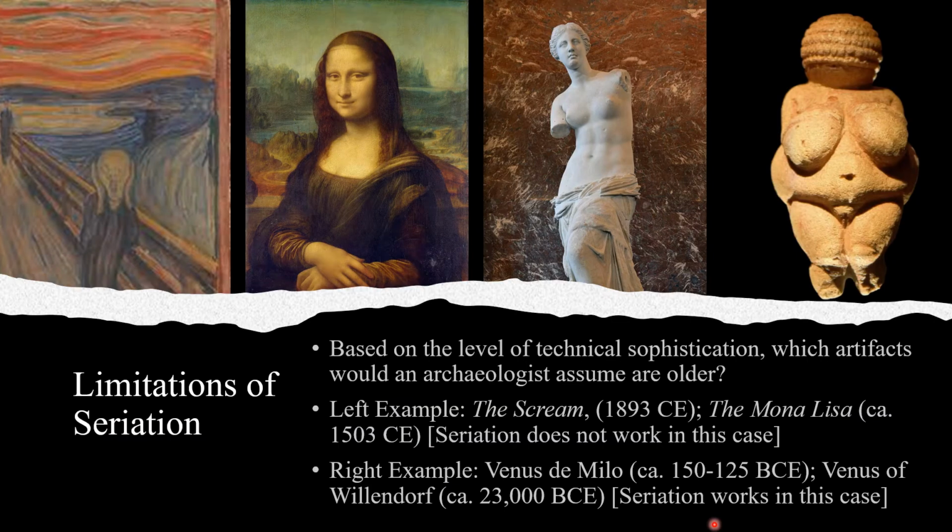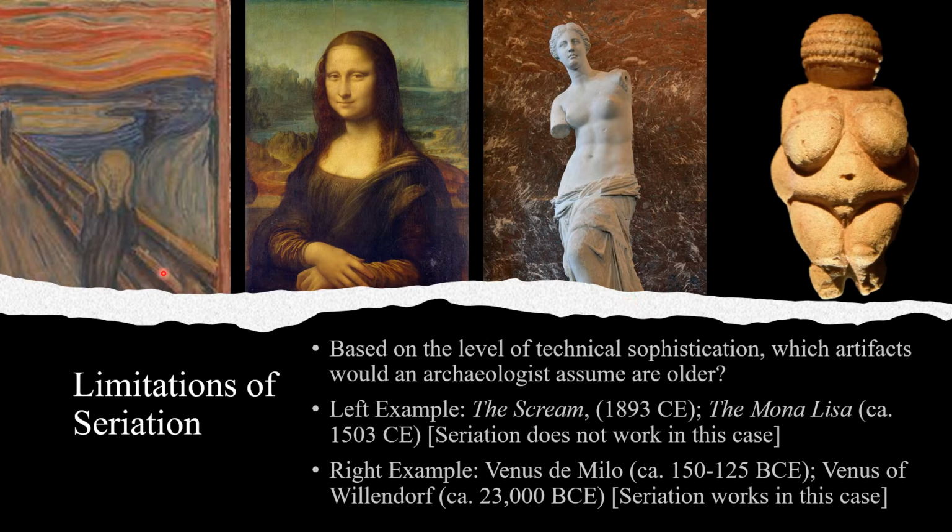Here are some examples that show the limits of seriation. On the right example, we see two statues of a fertility goddess known as Venus. On the left is the Venus de Milo, which was sculpted around roughly 150 to 125 BCE. Further to the right, we see the Venus of Willendorf, sculpted roughly 23,000 BCE. In this case, seriation works because the more technically sophisticated artifact is much more recent.